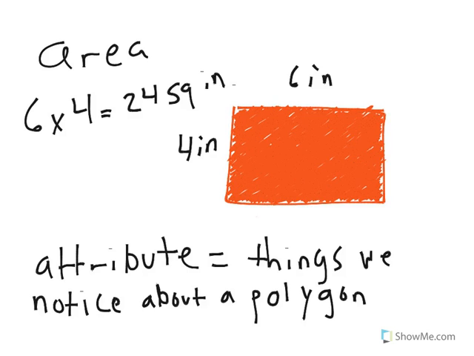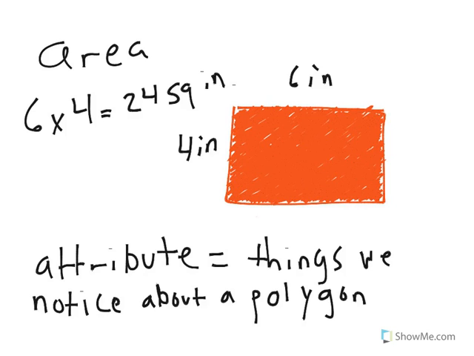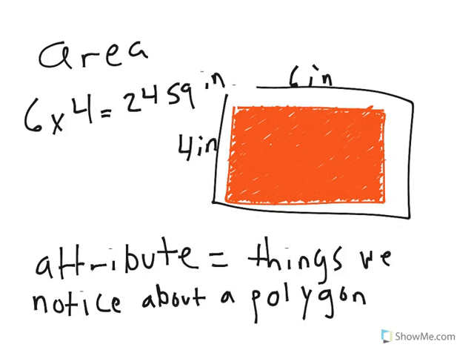Well, the brand new attribute we're going to learn about is its boundary on the outside of the polygon, not the inside. The inside is the area. We just figured that out. We're not talking about the area. We're going to be talking about the boundary of the polygon, the outside edge of the polygon.